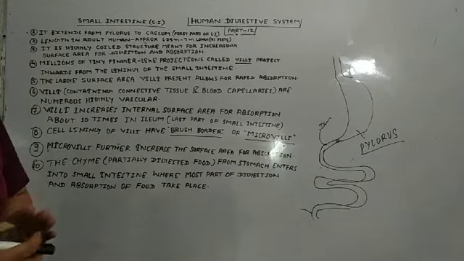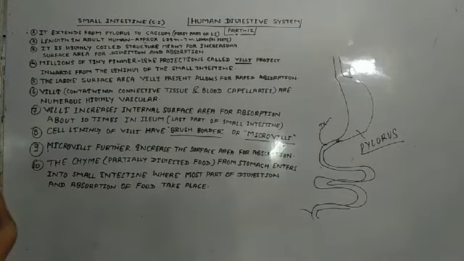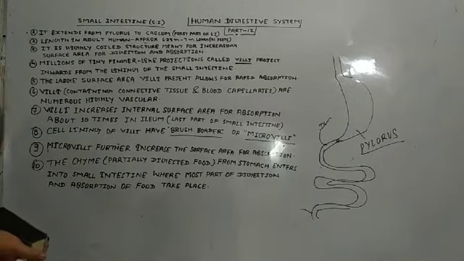This is the location of the small intestine in our digestive system, digestive tract, and you must know that it is found in our abdominal cavity, just like the stomach.